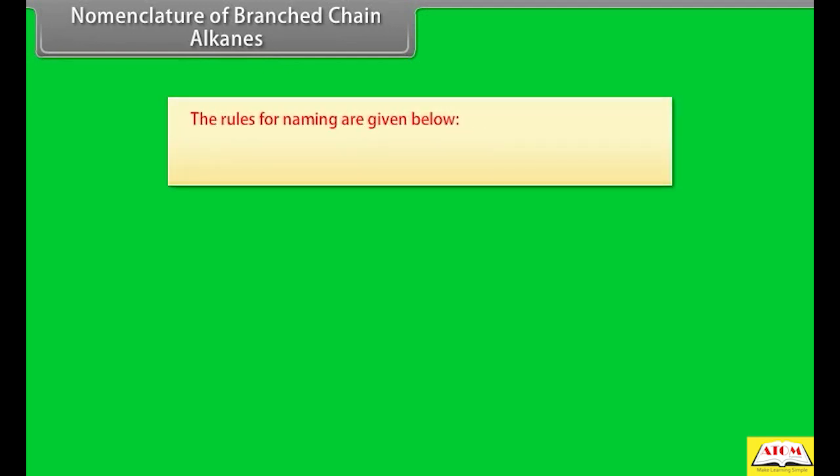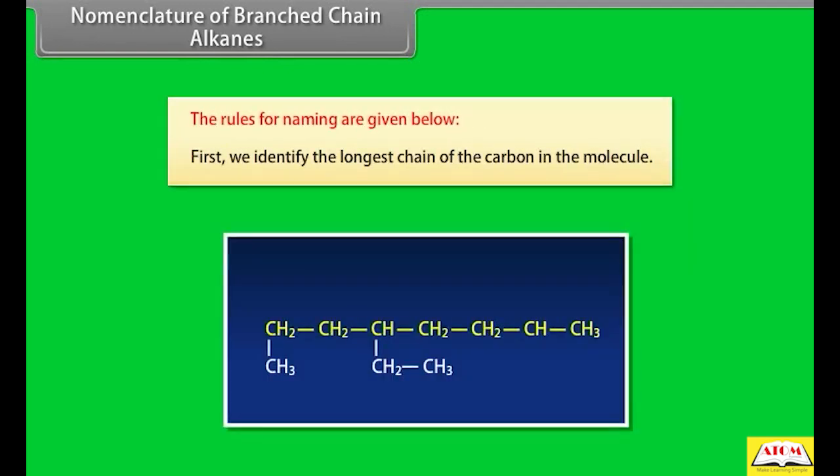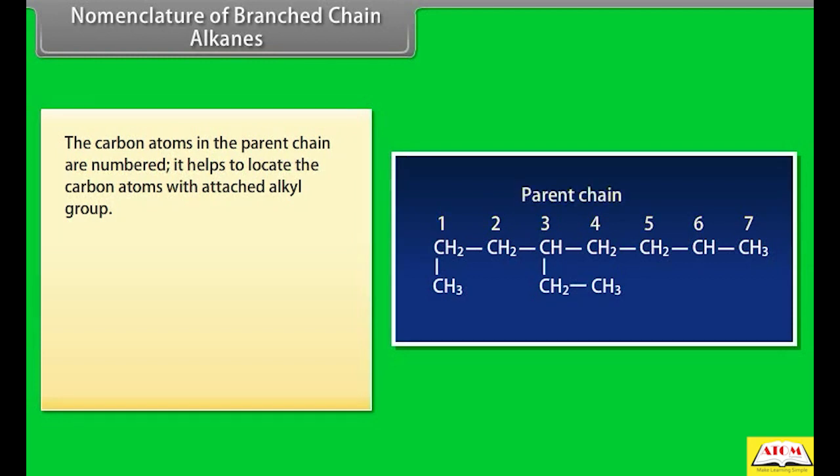Nomenclature of branched chain alkanes. The rules for naming are given below. First, we identify the longest chain of the carbon in the molecule. The carbon atoms in the parent chain are numbered. It helps to locate the carbon atoms with attached alkyl group.